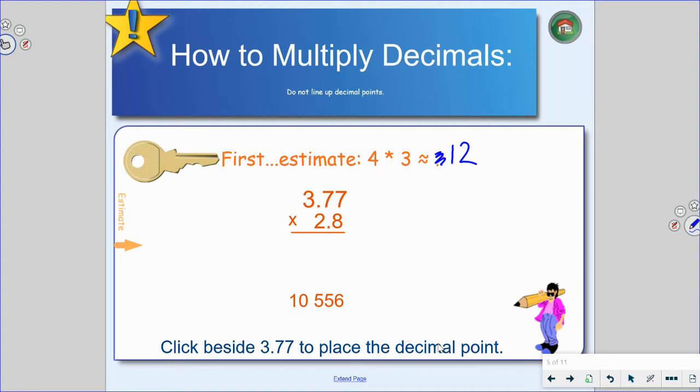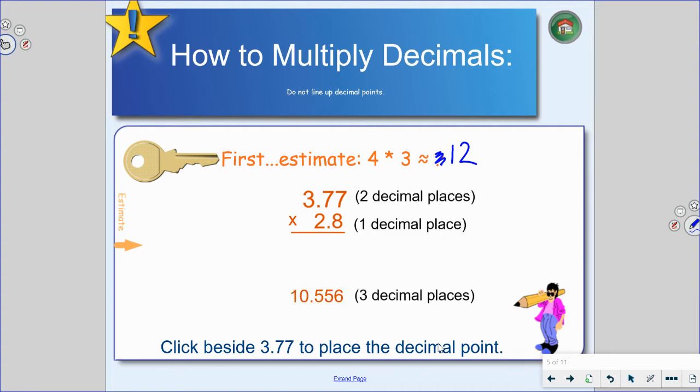Now, a couple ways to figure this out. Firstly is the most common method. People will count the decimal places. 1 and 2 and 3 all together on top means there should be 1 and 2 and 3 down below.